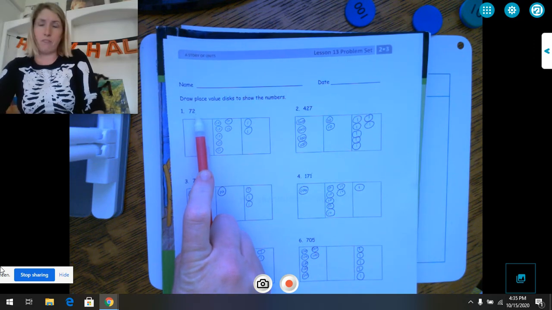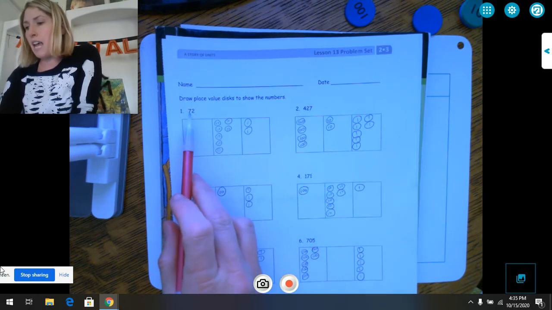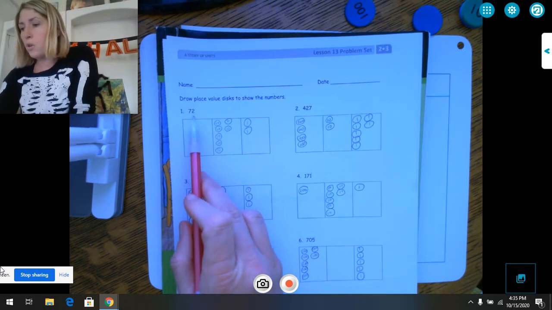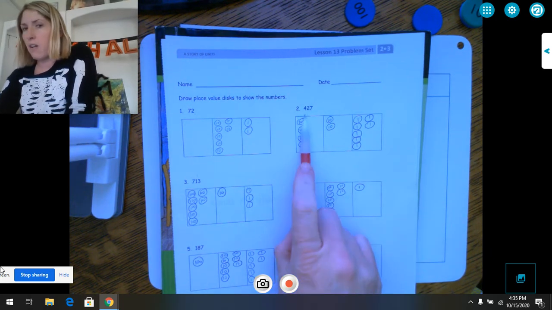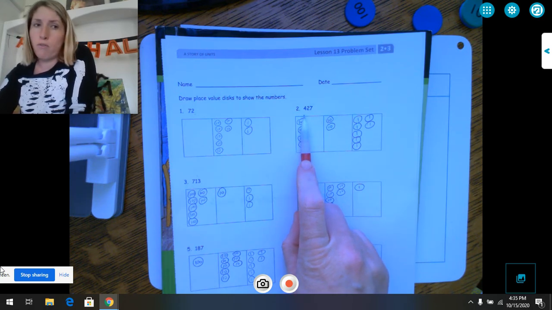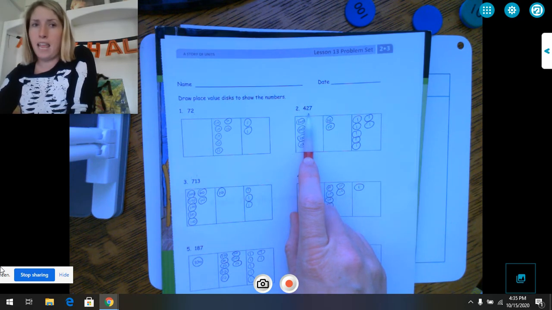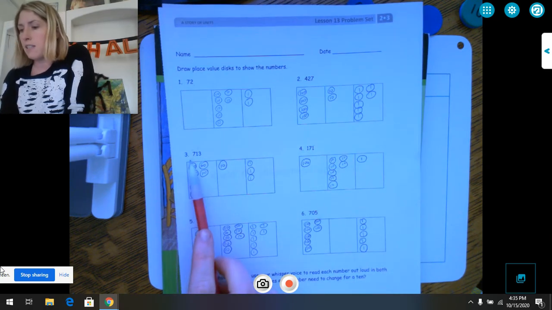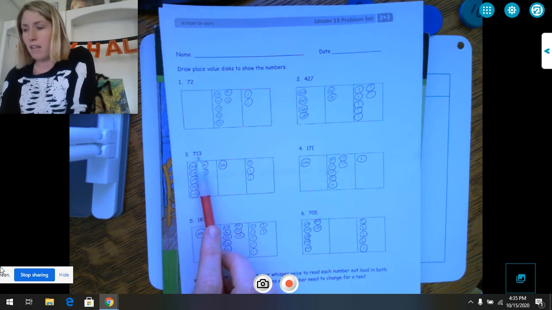Okay, word form is just 72. Perfect. Unit form would be, ready? 7 tens, 2 ones. Next one, word form. Read it out loud with me. 427. Okay, now say the unit form with me. 4 hundreds, 2 tens, 7 ones. Next, 713. Say it in unit form with me. 7 hundreds, 1 ten, 3 ones.